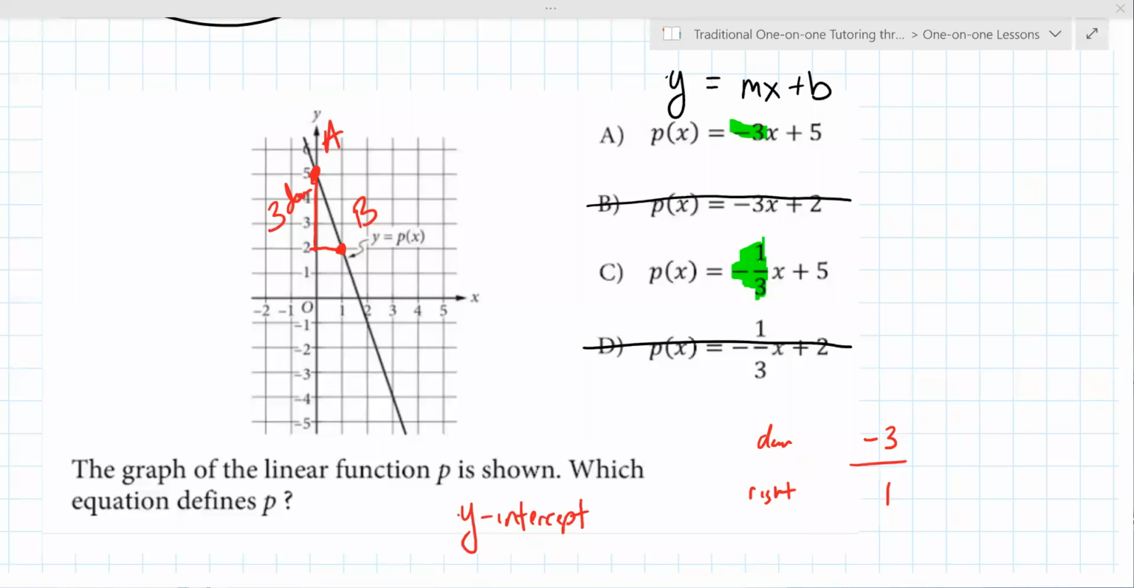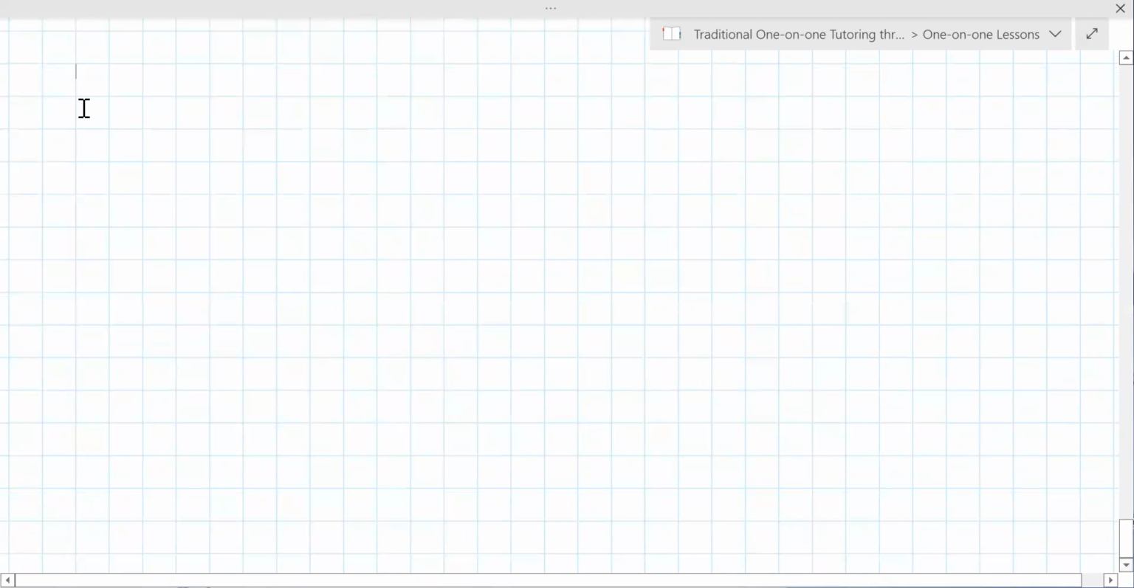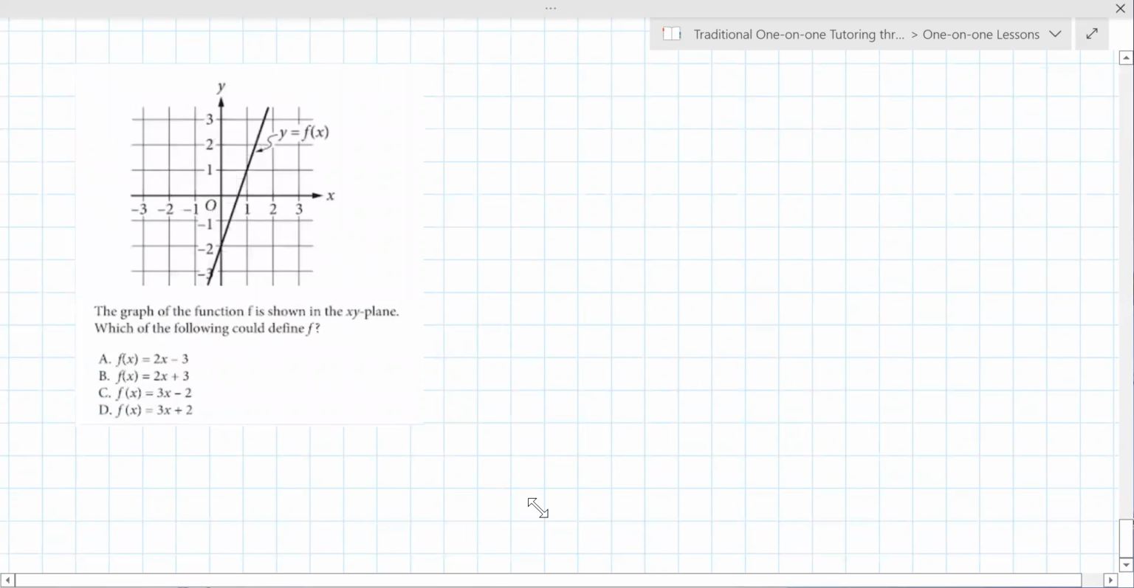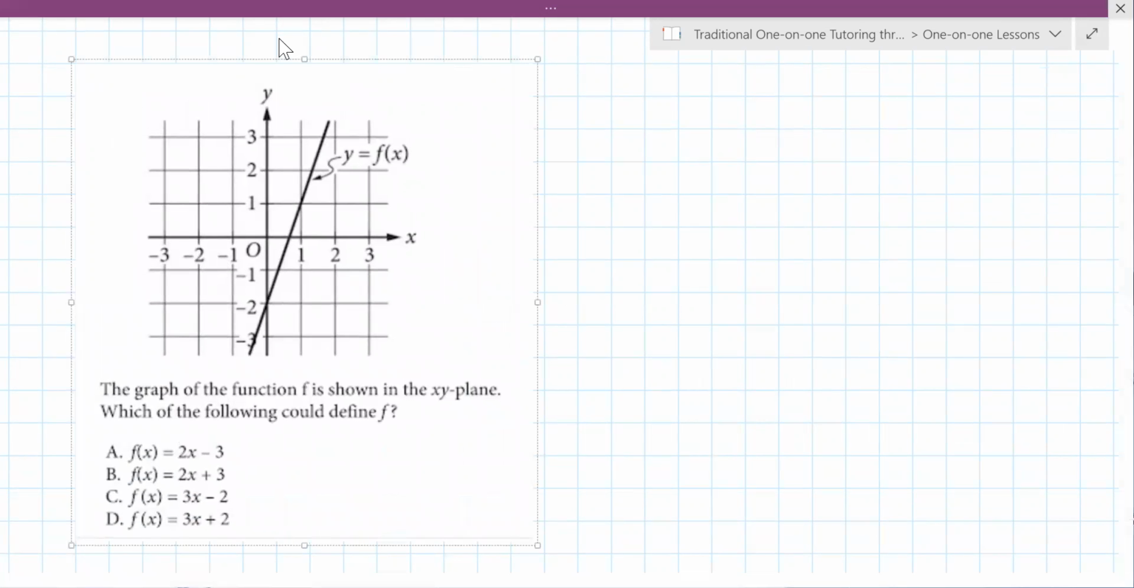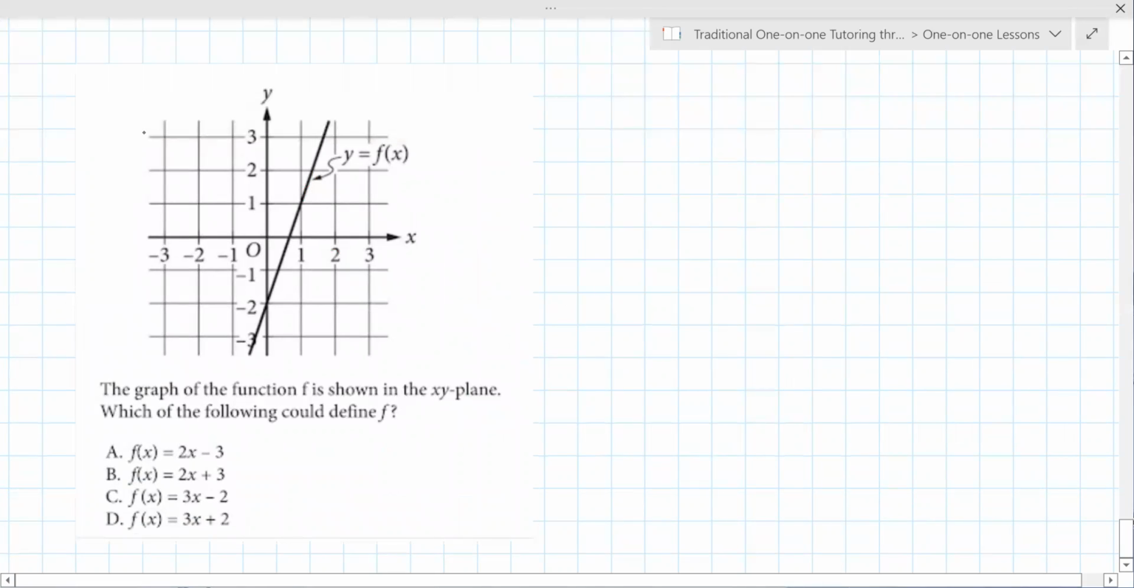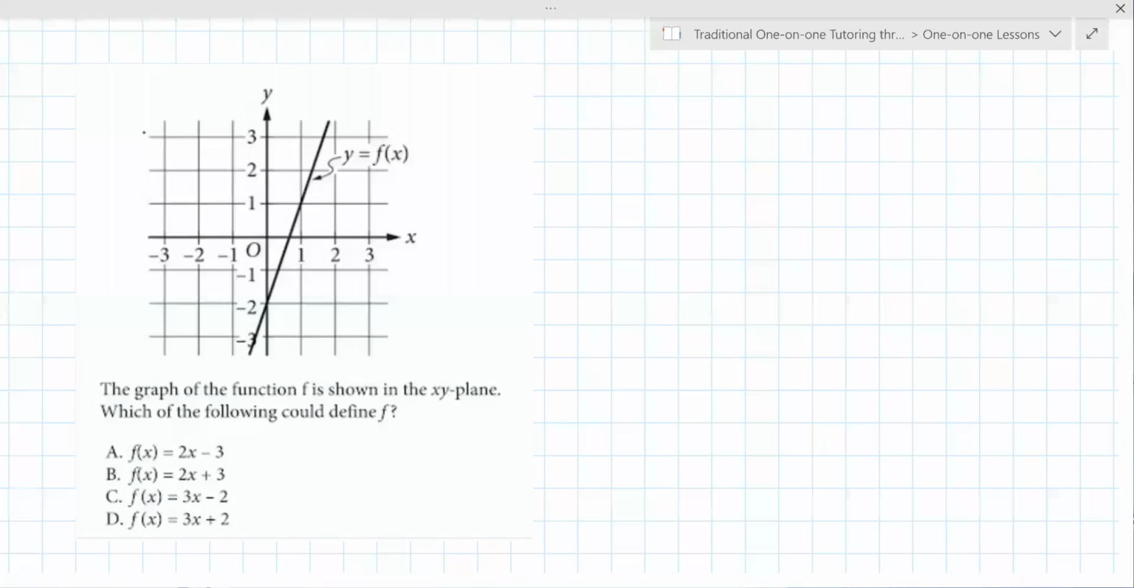Okay, let's look at another problem here. It's kind of the same. They give you 4 equations, they give you a graph. They expect you to be able to determine the equation from the graph. So here we go. Go ahead and try this one on your own, please. Okay, I got it.